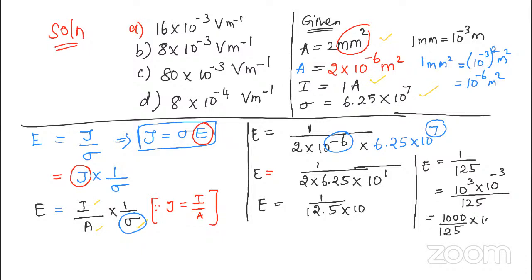1000 divided by 125 into 10 power of minus 3. Okay, so now we cancel with 125, it becomes 8 times. So now the answer: E is equal to 8 into 10 power of minus 3 volt meter power minus 1, the unit of electric field. Okay, so this is the answer.